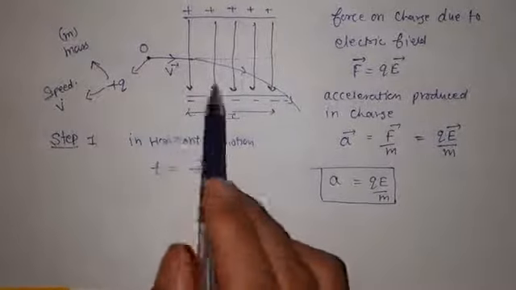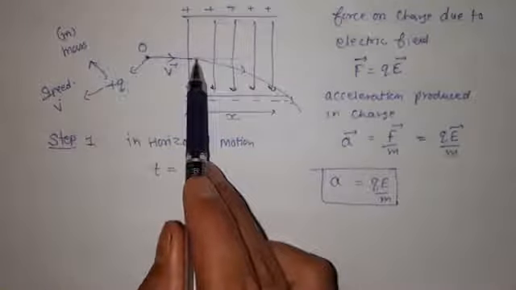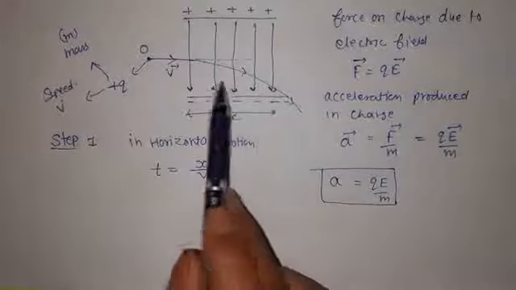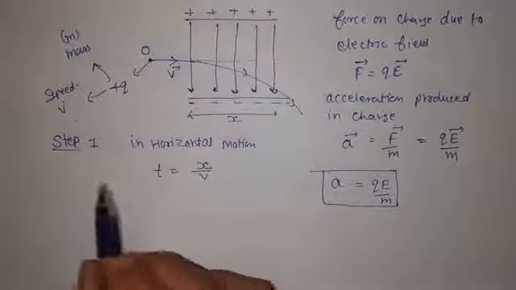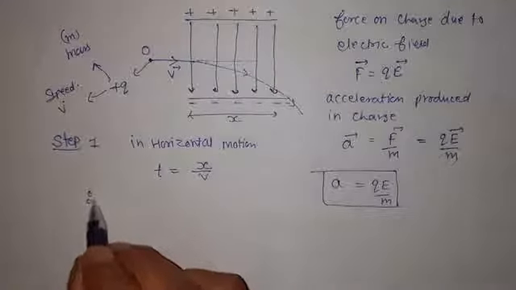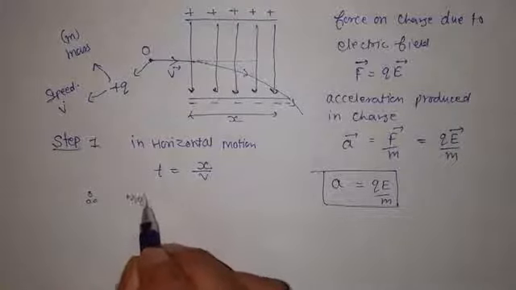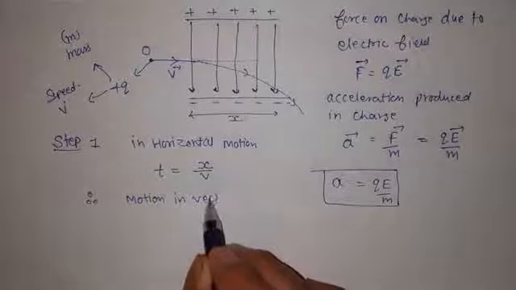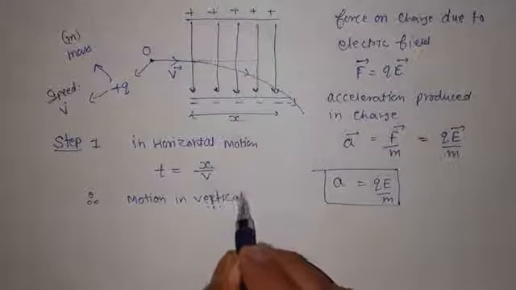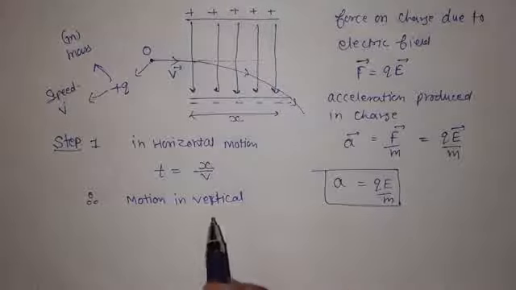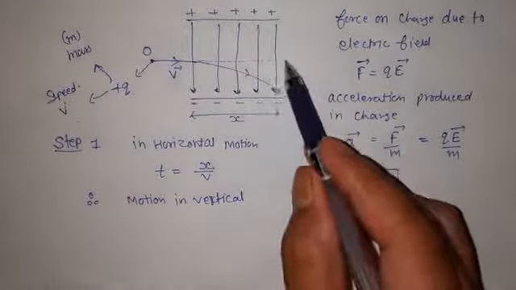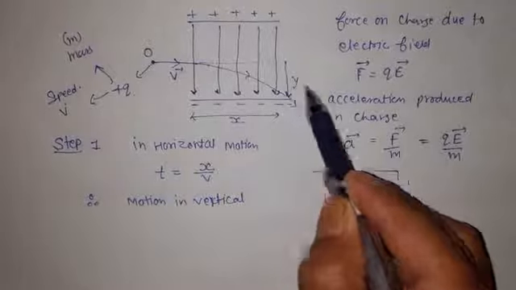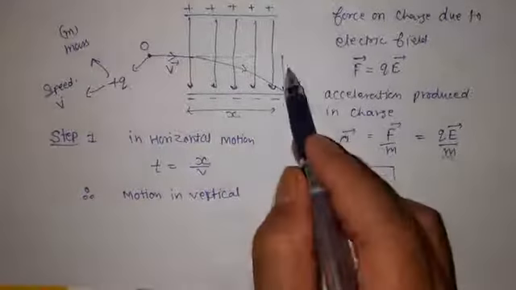But here we are looking at the fact that it is also going to move along the vertical axis. What is it doing? It is moving along this vertical axis. Therefore, consider the motion in the vertical direction. So for the vertical motion, how much is the vertical displacement? This will be the vertical displacement.